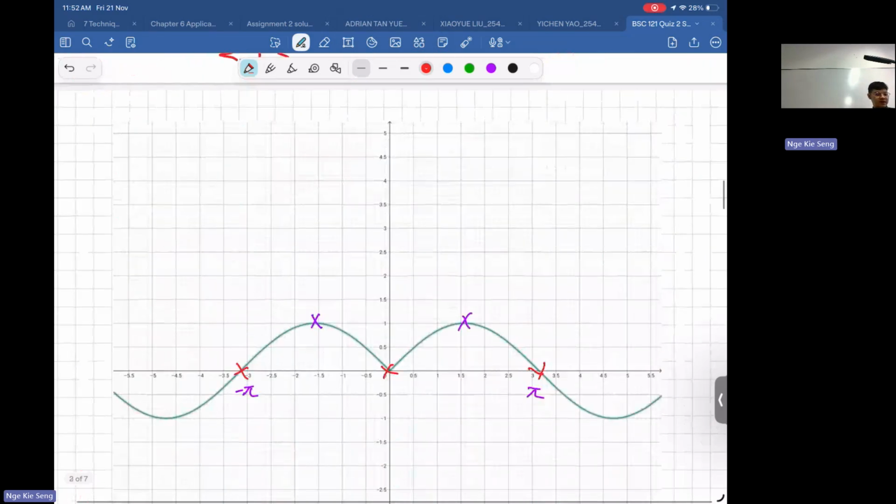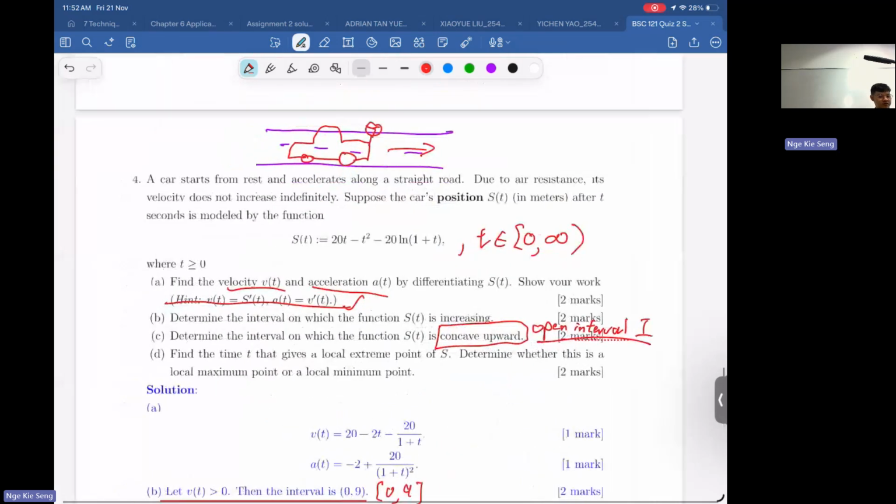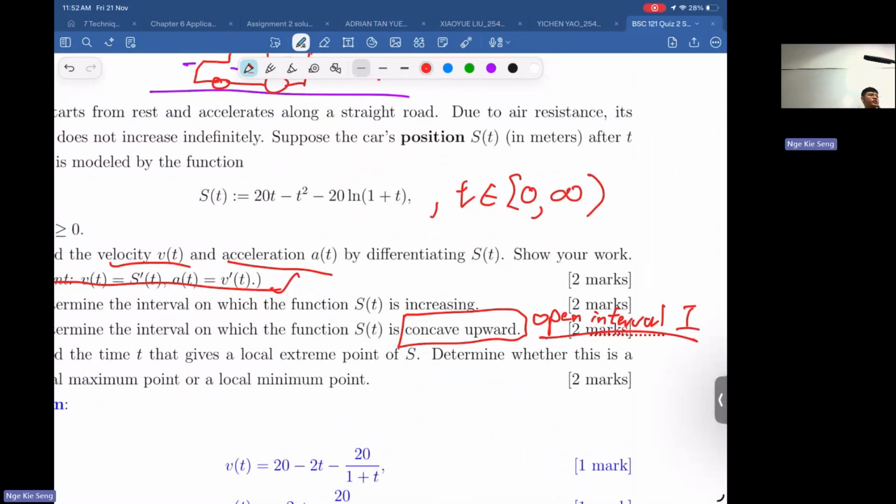We don't take boundary points because for concave up and down, if you look at the notes, we only care about open intervals. We don't care about the endpoint because we can't really comment about a boundary point.